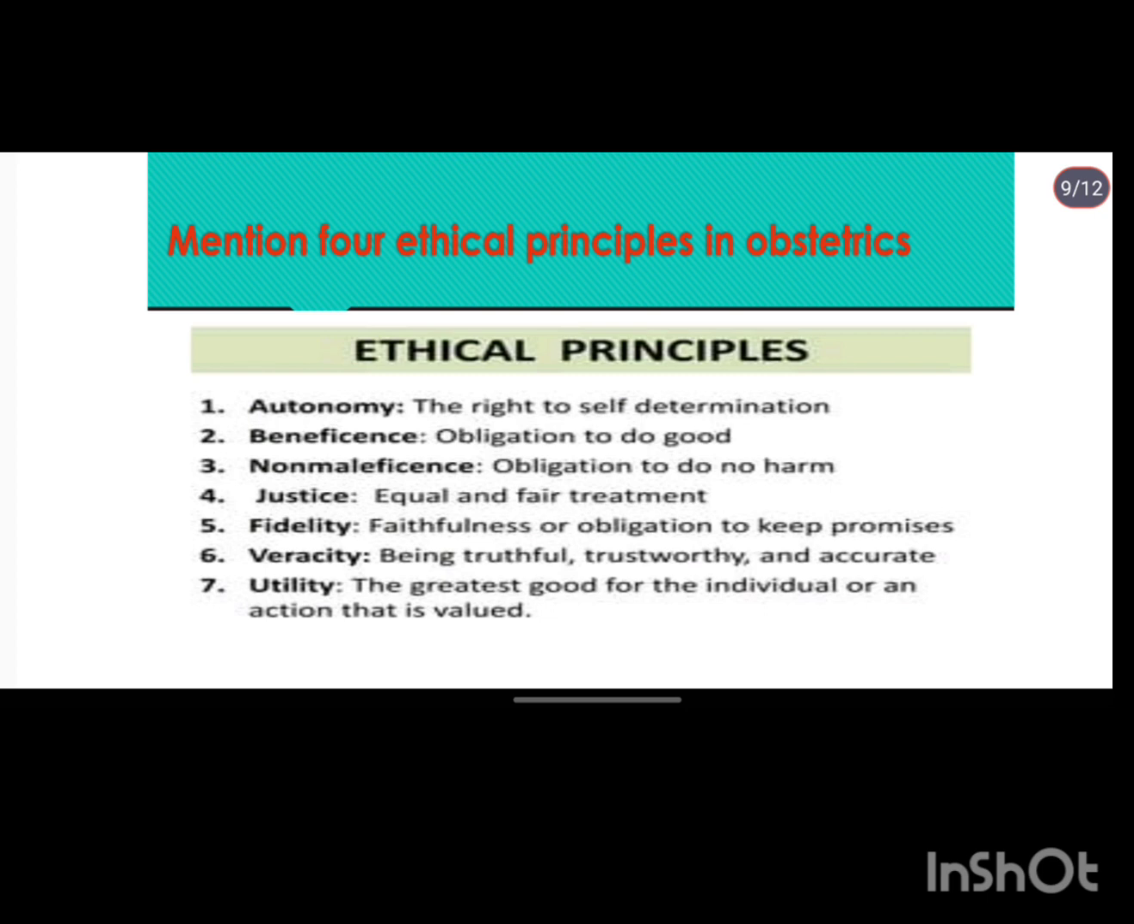Justice, equal and fair treatment, means we should give our time and service equally to all kinds of patients irrespective of anything. Next one is fidelity. It is faithfulness or trying to keep up the promises. Next one is veracity, is being truthful, trustworthy and accurate. Next one is utility. So you can select any of these 4 things and you can write. So what is utility? It is a good for an individual. It means when we are trying to do something, some good work for some individual, it comes under the utility.